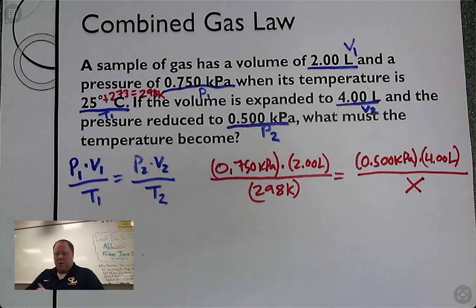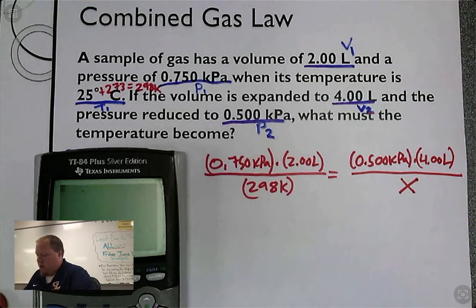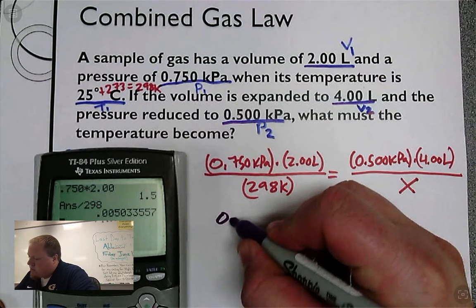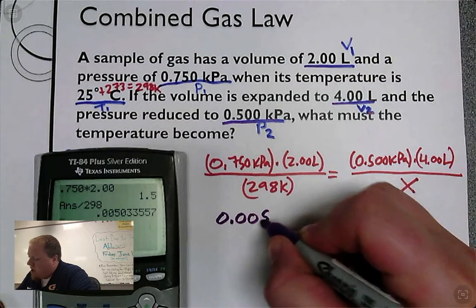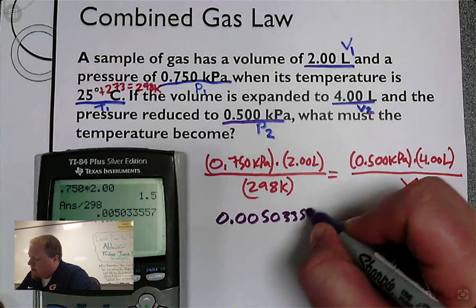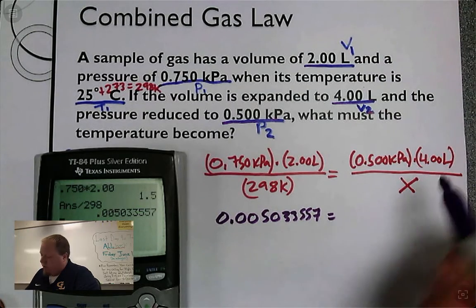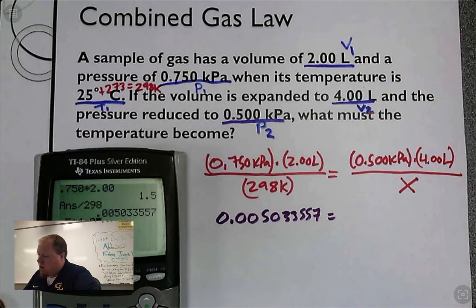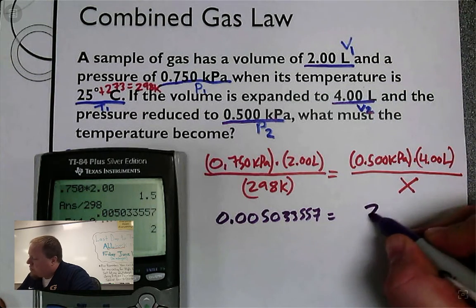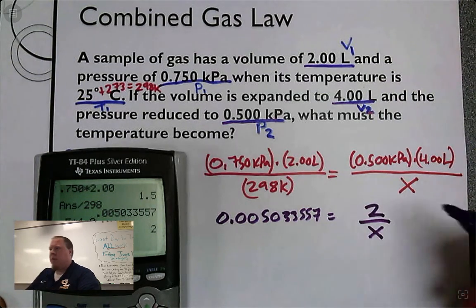Okay? So first thing I'm going to do, simplify. I'm going to simplify this. Get my calculator here. 0.750 times 2.00 divided by 298. This side simplifies to 0.005033557. And it equals 0.5 times 4.0, which is 2, divided by x.